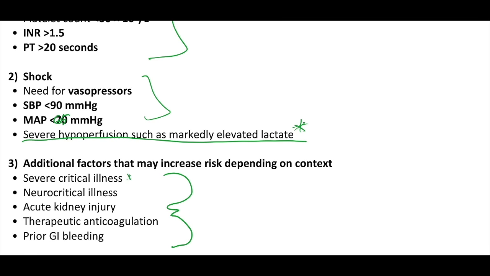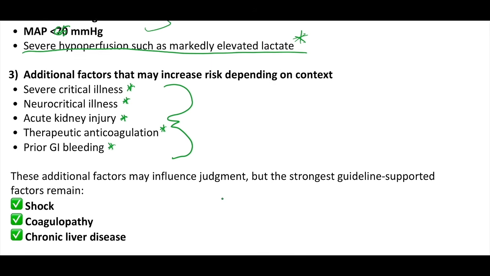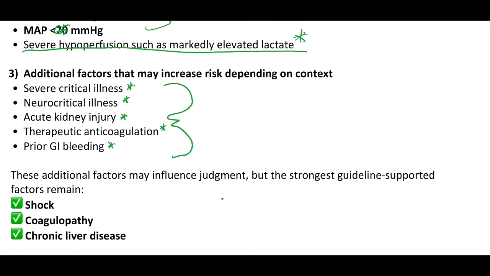But severe critical illness, they say. I think it's one of those things where you might know it when you see it, but someone is severely ill. Maybe they're not in shock, but they're in severe ARDS. Neurocritical illness is a particular risk factor for stress ulcers. Acute kidney injury is on some lists. Anyone on therapeutic anticoagulation, anyone with a history of prior GI bleeding. All these things start to add up and could increase risk depending on the context. So these additional risk factors may influence judgment, but the strongest guideline-supported factors remain shock, coagulopathy, and chronic liver disease.